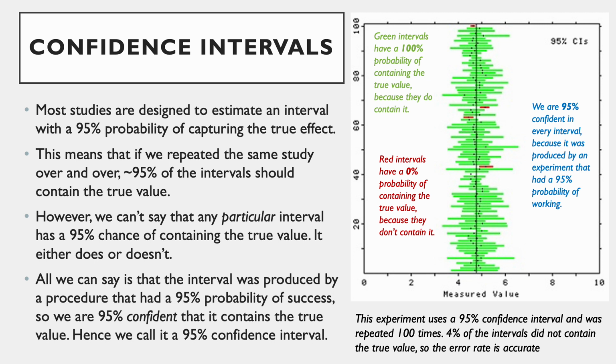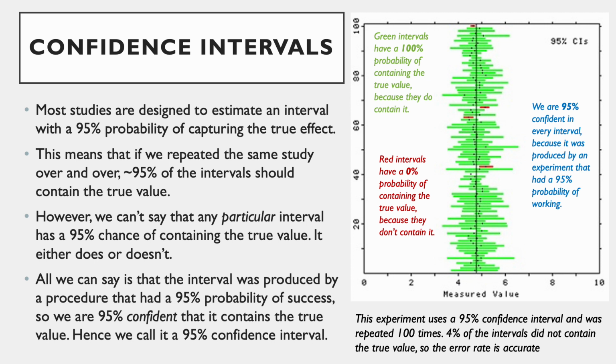So all that they can really say about any confidence interval that they produce from their study is that it was calculated using a procedure that had a 95% probability of success. Therefore, after they calculate it, they can feel 95% confident that it actually does contain the true value, and that's why we call it a 95% confidence interval.